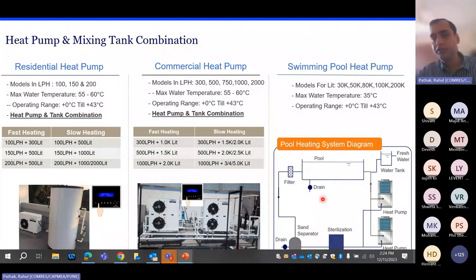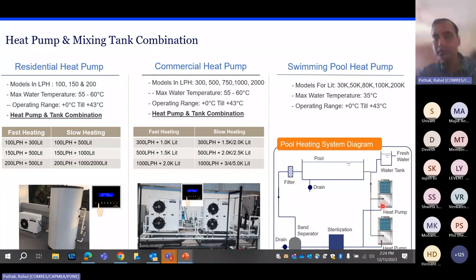And the third one is the swimming pool heat pump. So you have a swimming pool over here and all the standard schematic, right from filter, drain. You need to have a sand separator for all your swimming pool. This is mandatory. Then sterilization happens because this is a chlorinated water. And then this water is fed to the condenser area of your heat pump, right?